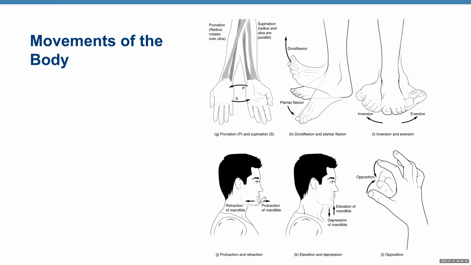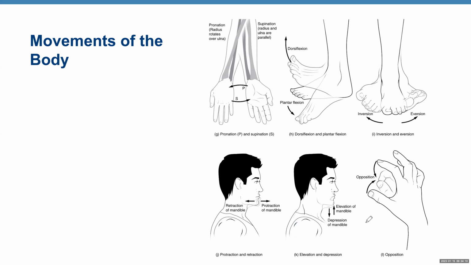This is protraction of the mandible. The mandible moves forward, and retraction, the mandible moves back. Elevation and depression of the mandible. So you elevate your mandible up and you depress the mandible, right? Like you can elevate your shoulder and you can depress your shoulder as well. You can elevate your scapula, you can depress your scapula, you can retract your scapula, so you move the scapula bones towards each other, or protract the scapula, you move the scapula bones away from each other.